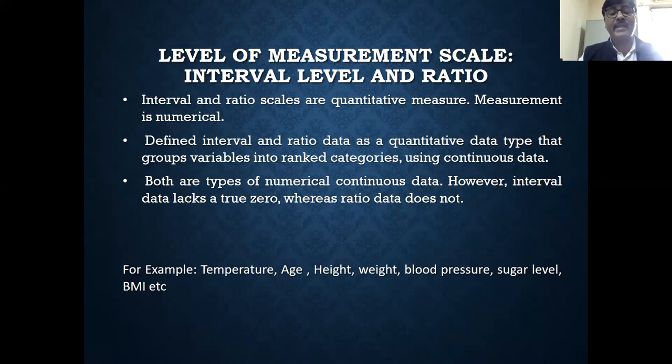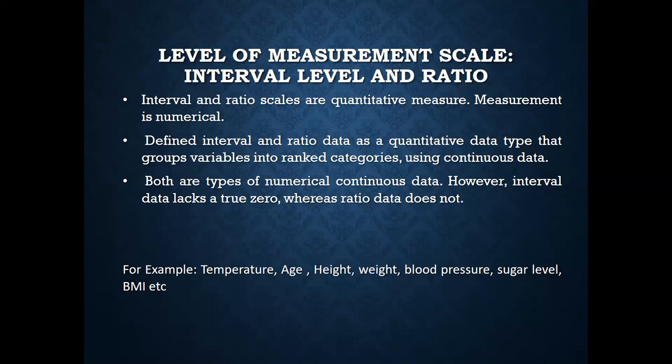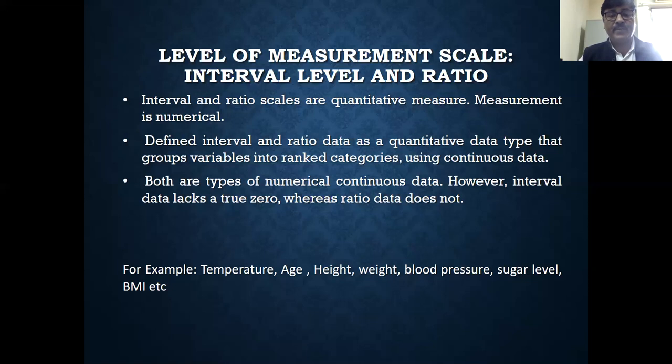So generally we get data in numbers: height, weight, blood pressure, sugar level. These are continuous type data. Continuous data means a variable X which can take any value in an interval. Generally, we collect data in numbers and then we convert them into categories. So interval data means 0 to 10, 10 to 20, 20 to 30, like this. So we define interval and ratio data as a quantitative data type, using continuous data, like temperature and age. Both types of scales are numerical continuous data.